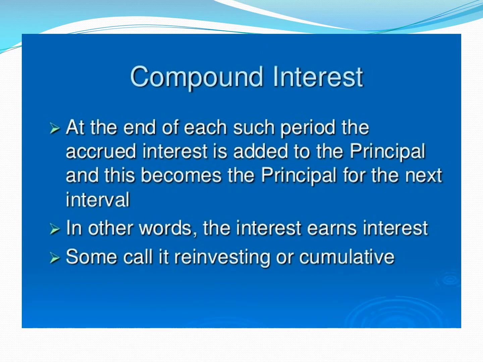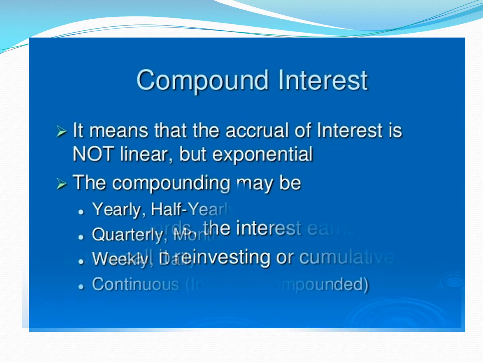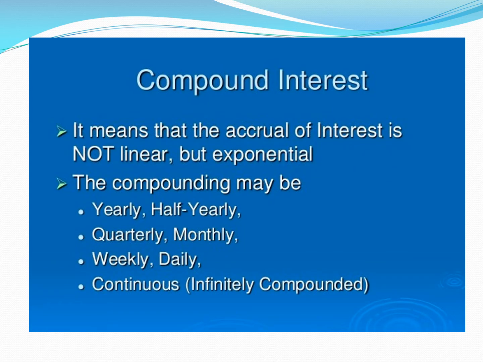At the end of each period, accrued interest is added to the principal, and this becomes the principal for the next interval. In other words, the interest earns interest; some call it reinvesting or cumulative. It means that the accrual of interest is not linear but exponential. The compounding may be yearly, half-yearly, quarterly, monthly, weekly, daily, or even continuously, indefinitely compounded.